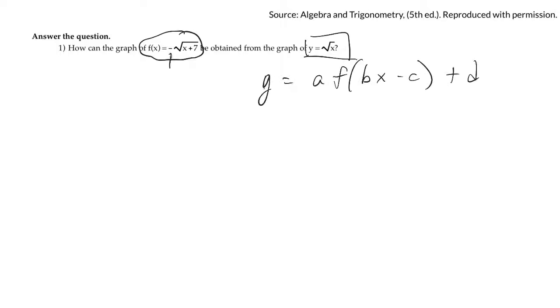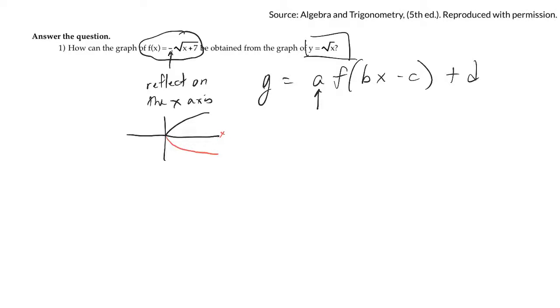I look at this, and that's in the a spot in front of the function. And so that a, the function of that is to reflect, or if it's negative, it reflects the graph on the x-axis. So it flips it upside down. With that one, the normal square root function looks like this. And so if it flips it on the x-axis, this is the x-axis here, it would look like that, something like that.